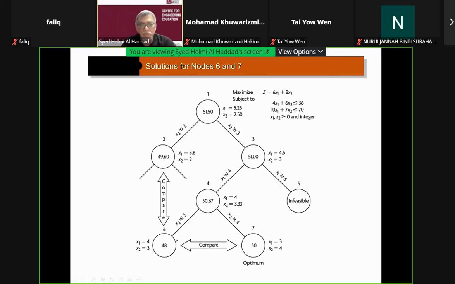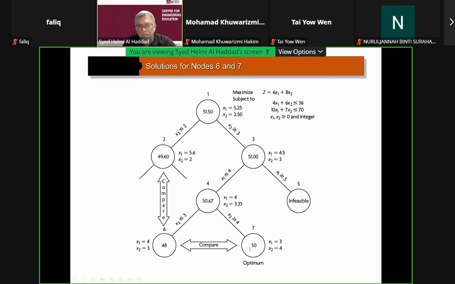This is our new branch. x2 equals 3, x2 equals 4. If x2 is equal to 3, then we have a new z value, which is 48, and over here we have a new value which is 50. If you compare these two, then we should have 50. But over here you can compare with the second node. If the second node is bigger than this one, we can eliminate this branch. So the next branch to be selected will be branch number 7.